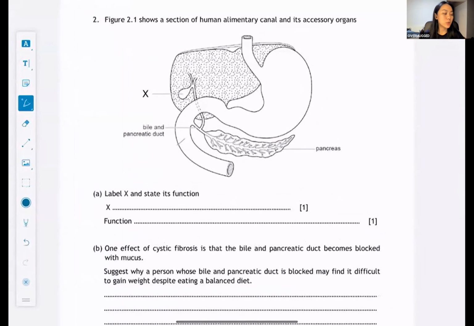This question shows a section of the human alimentary canal and then accessory organs. So for the labeling part, you really just have to make sure you look at the pictures and then make sure you know which part is where. And so X is the gallbladder, and the function, what you're looking for is that it stores bile, but it doesn't produce bile. Okay, so as long as you say that it stores bile is good enough. My answer says that bile is produced by the liver, that's extra, as long as you can say that the gallbladder stores the bile.